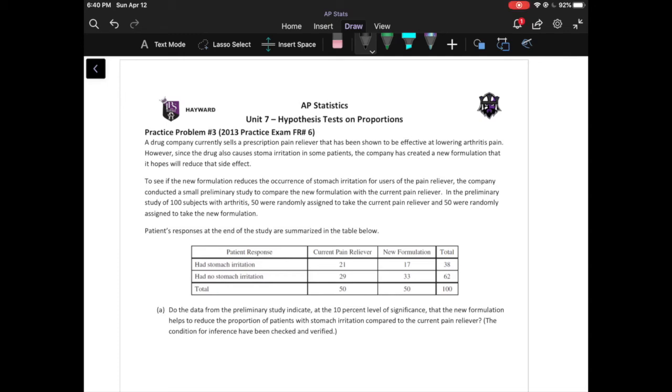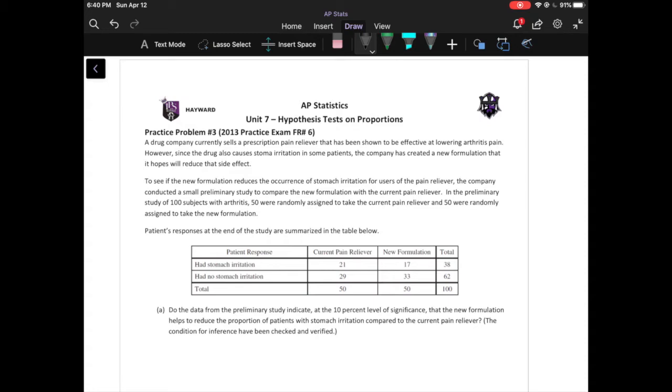All right, we're going to go over practice problem number 3 for Unit 7, Lesson 5. This is a question from the 2013 practice exam. Remember that you do not need to do part C and D because it asks us about the probability of power and interpreting what power means, but we are not tested on that for the AP exam.